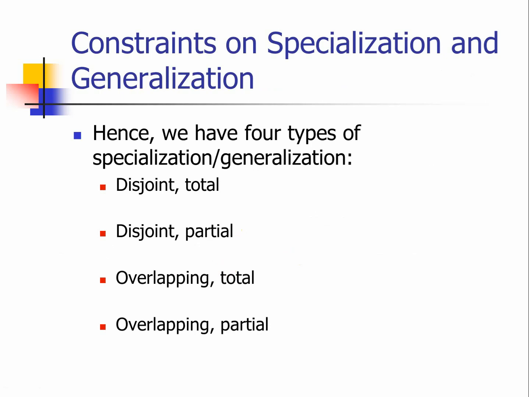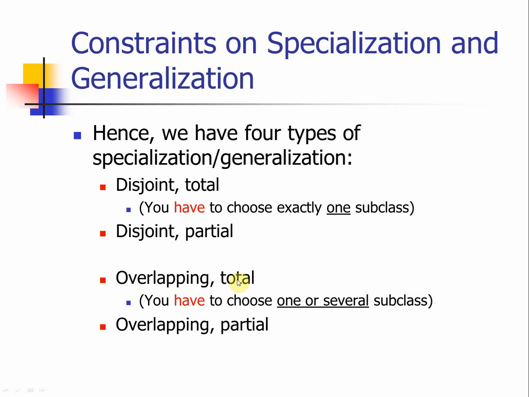And therefore, if we try to combine those 2 constraints together, there are 4 choices because each constraint has only 2 choices. If we focus on the total constraints, because we put a double line over there, if you put a double line and disjoint, this might be the most strict constraint that you can create, indicating you have to choose exactly one subclass. So only one, and you have to choose that.